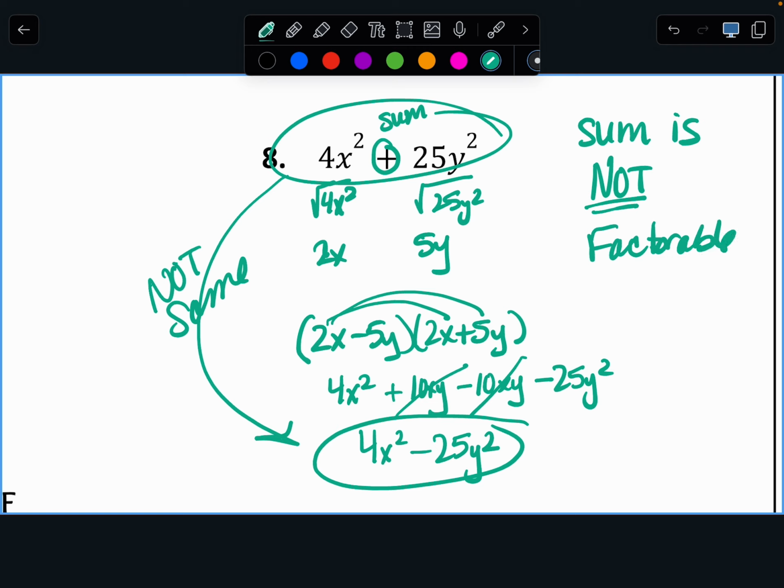So pay attention. Just because you're working on a process and you kind of get in the habit, oh, we do this and we do this and we do this, don't go so quickly that you don't pay attention to the signs. Sum, difference: the sum of squares is not a factorable thing.